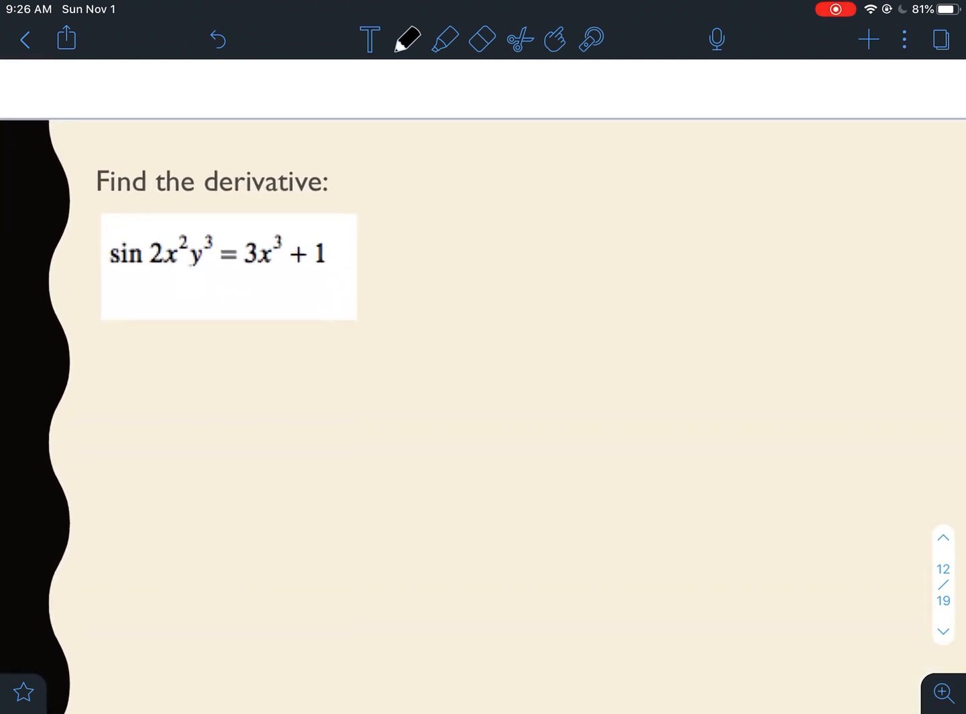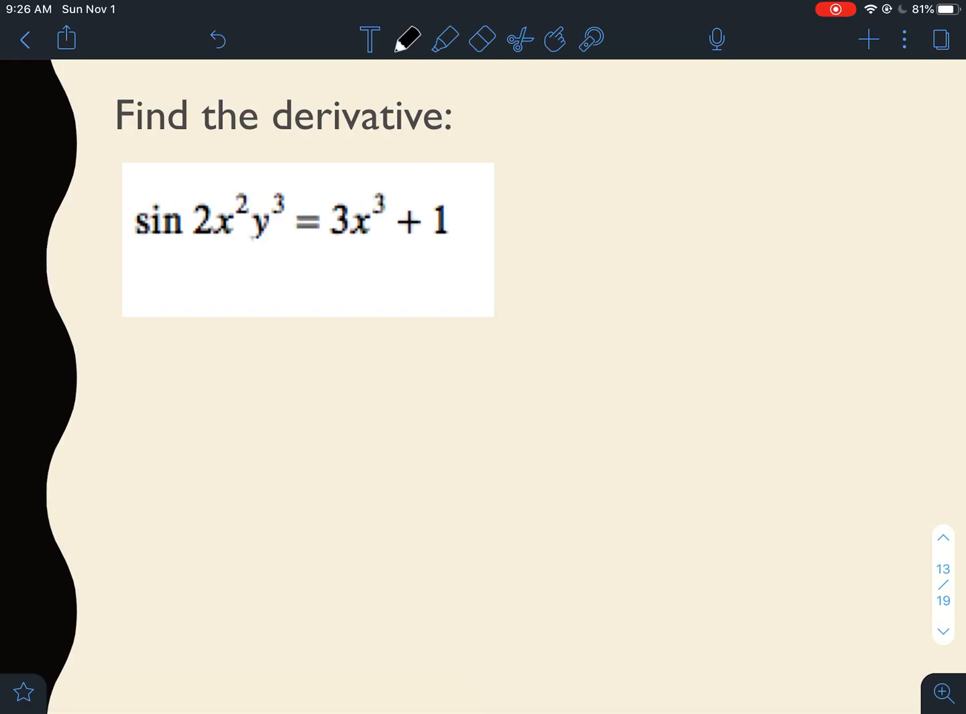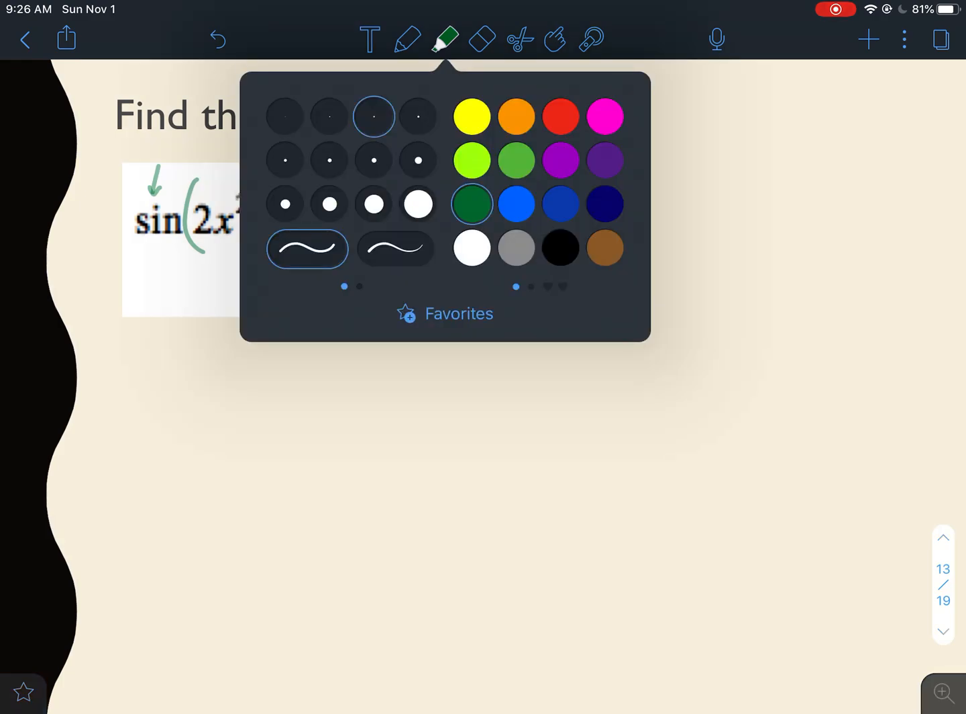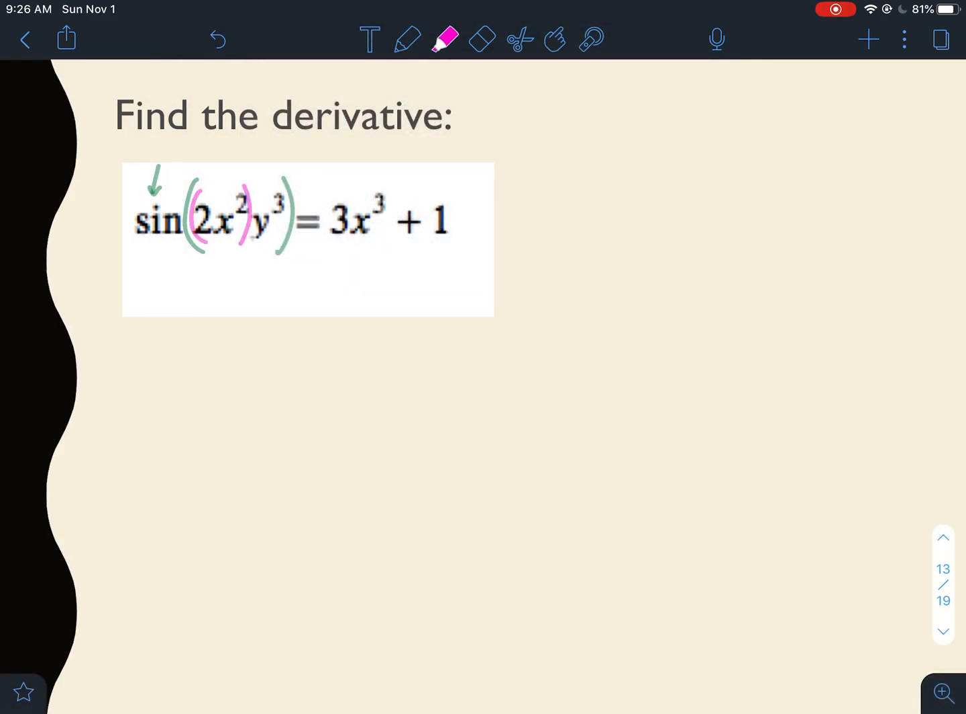All right. What if I have implicit differentiation with some trig functions? It works the same way. So now we're going to have chain rule. So my outside function is sine, and then my inside function has product rule involved. So the inside function is 2x squared times y to the third. So chain rule says take the derivative of the outside, leave the inside alone, 2x squared y cubed. And then for chain rule, we multiply.